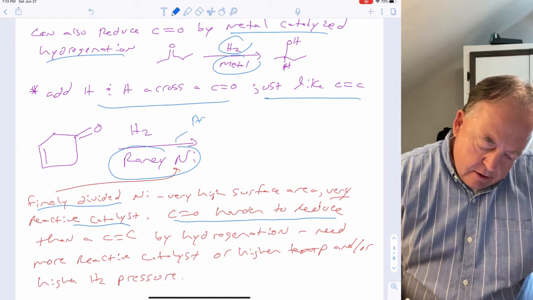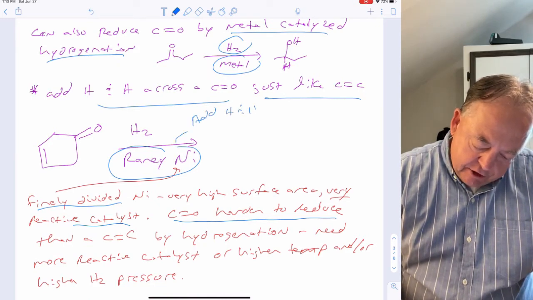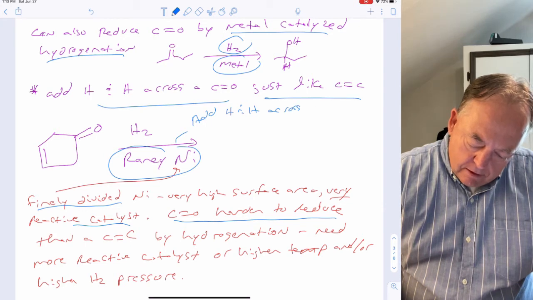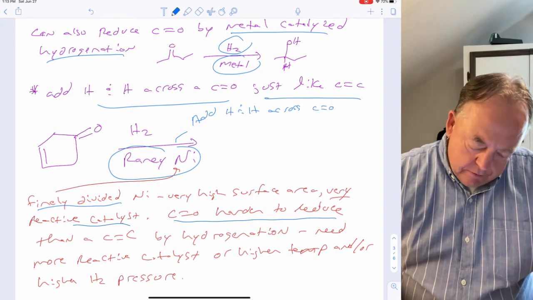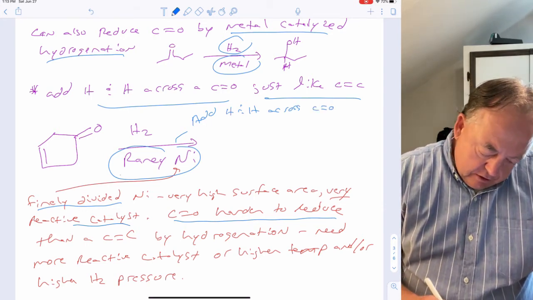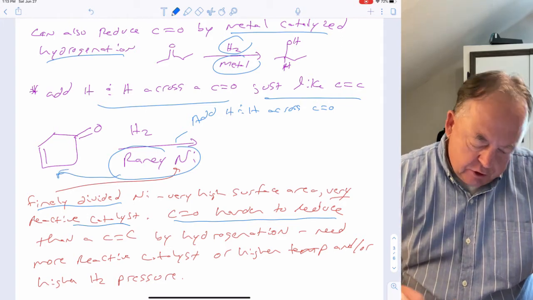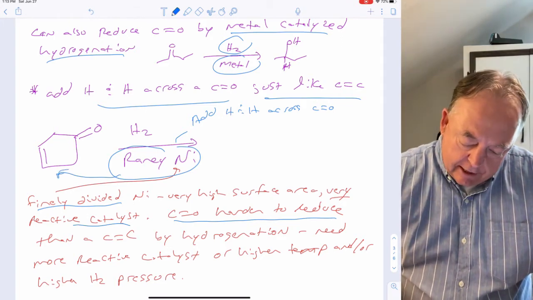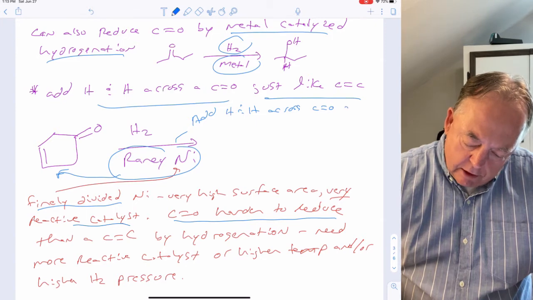You're going to add H and H across the C double bond O. And of course, in this molecule, since you have an alkene, you're going to add hydrogen across the C double bond C as well.